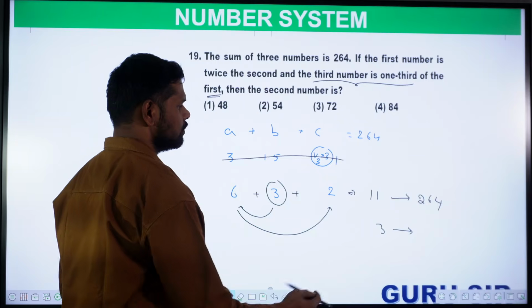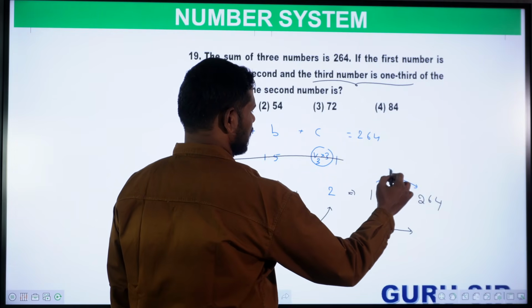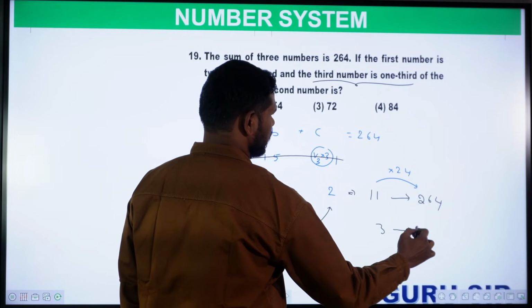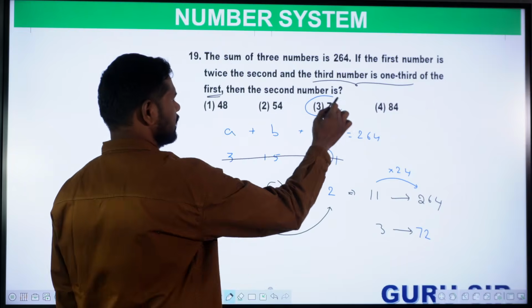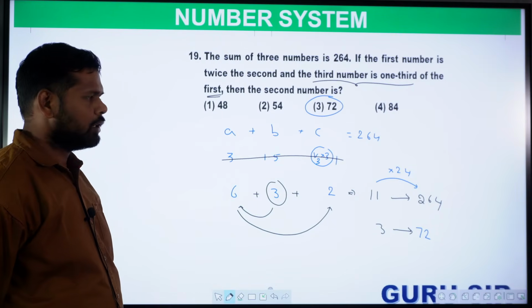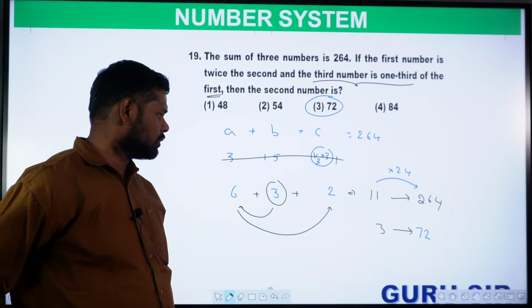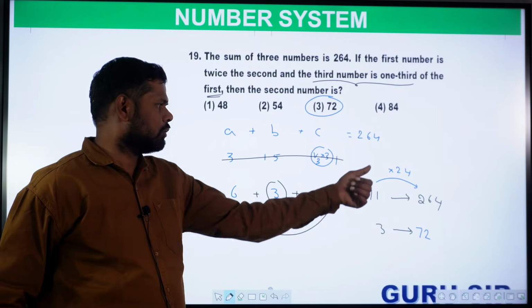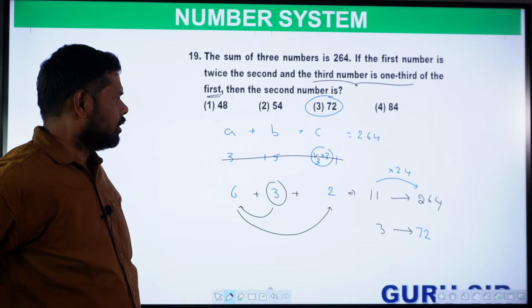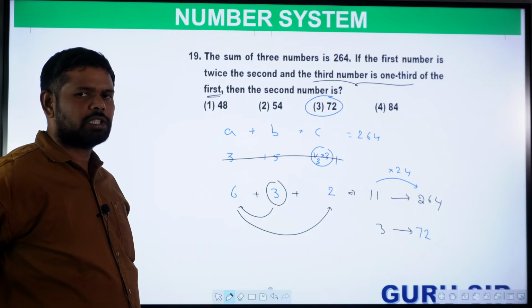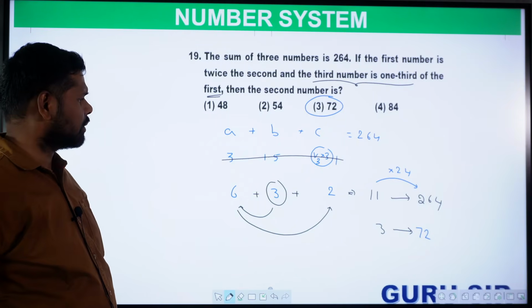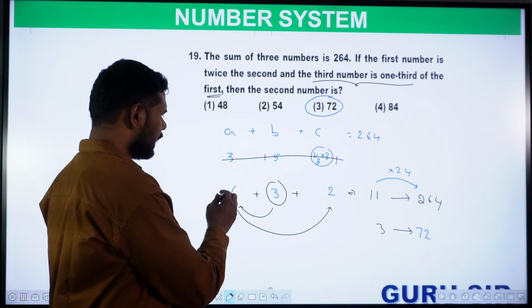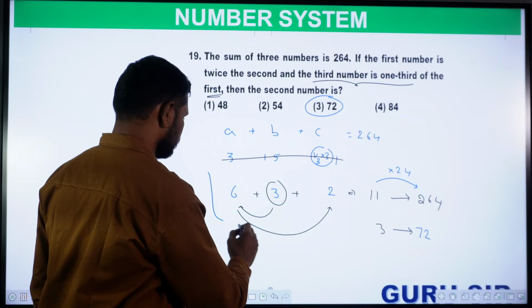How much is 3 parts? 11 2s are 22, 11 4s are 44, so 24 into 3 is 72. That is the answer. So the first number is 6 into 24, 144. 2 into 24, 48 is the least number. So the middle number, largest number, smallest number, whatever they ask you, no problem. Once we write like this, that's enough to solve this type of question.